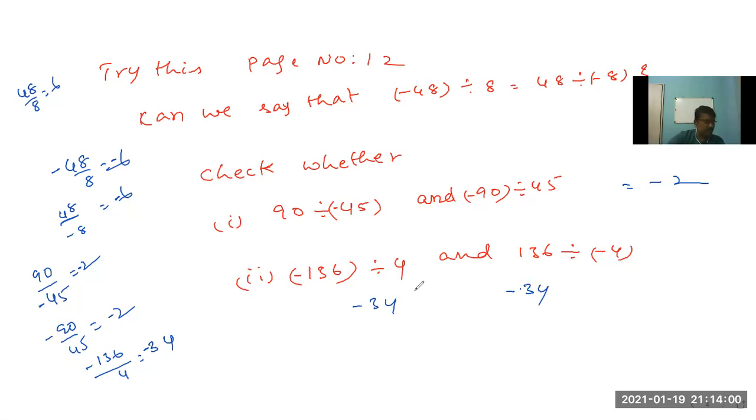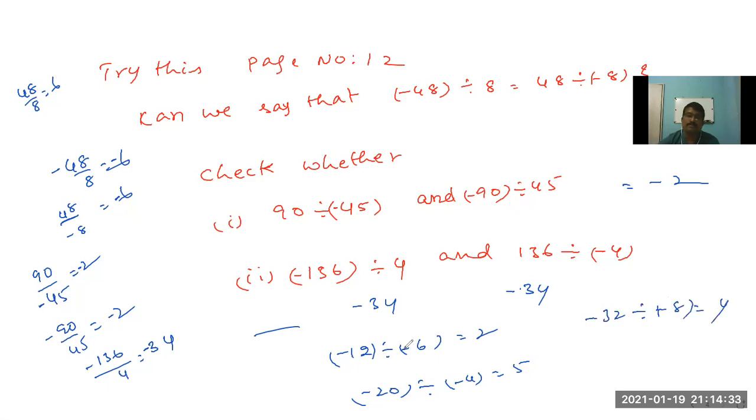We also observe that minus 12 divided by minus 6 is 2. Minus 20 divided by minus 4 is equal to 5. Next, minus 32 divided by minus 8 is equal to 4. First, you take 12 divided by 6, which is 2; then minus minus is there, that's why plus 2. Here also 20 by 4 is 5. Two same signs are there, then we get a positive value.